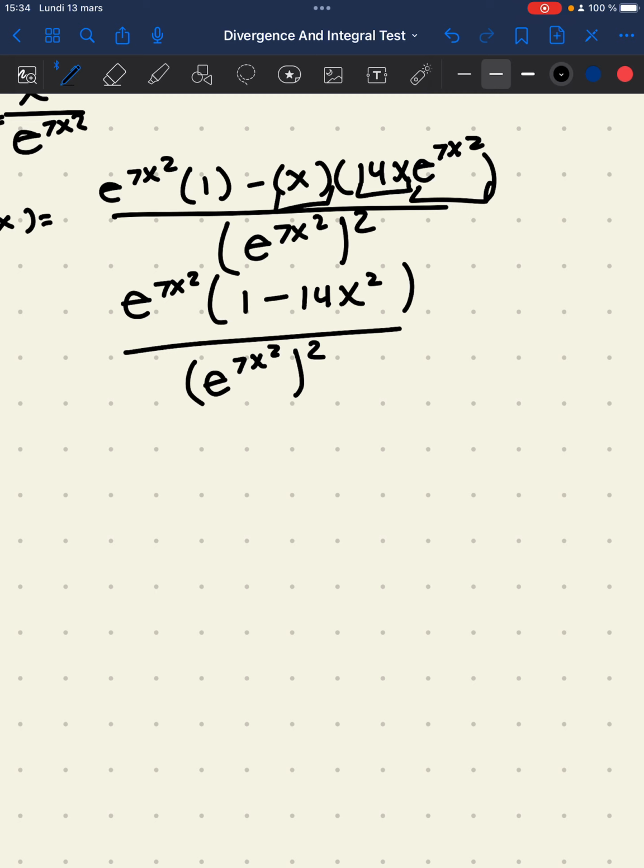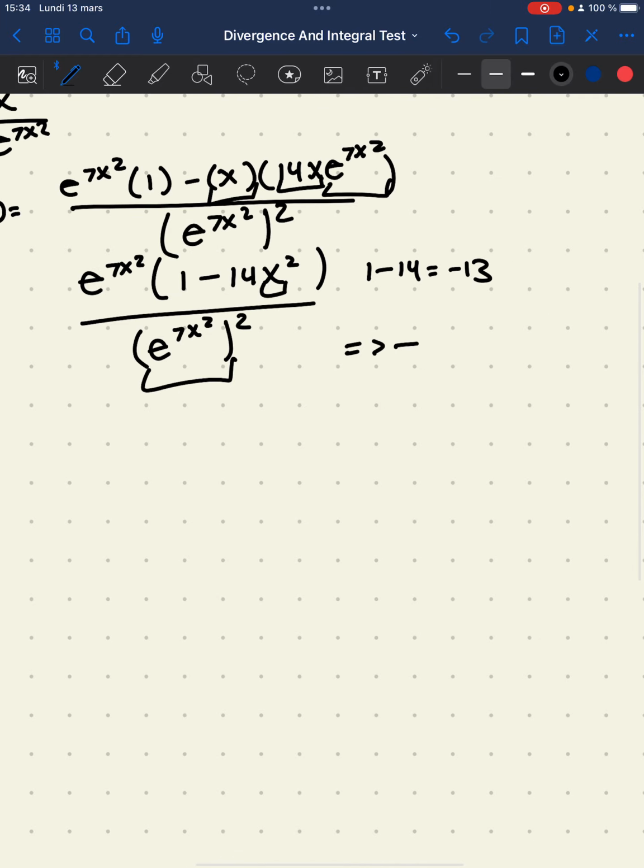So notice how if we put a 1 right here at the top, it becomes 1 minus 14, which is equal to negative 13. Now the numerator will be negative and the denominator will be positive. That means the whole thing will become negative.